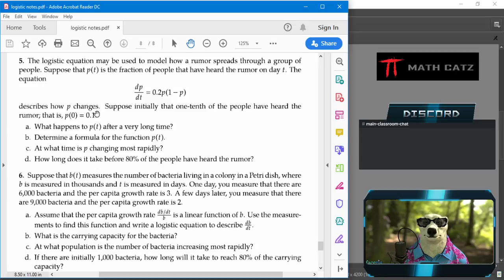And that describes how P changes. So not a Y, I'm going to use a P. Suppose initially 1/10 of the people have heard the rumor. That is P of 0 is 0.1. Whether you use a big P, I think we used a big P last time, or a little p, that doesn't really matter. So initially I have 0.1. So let's just write that down.